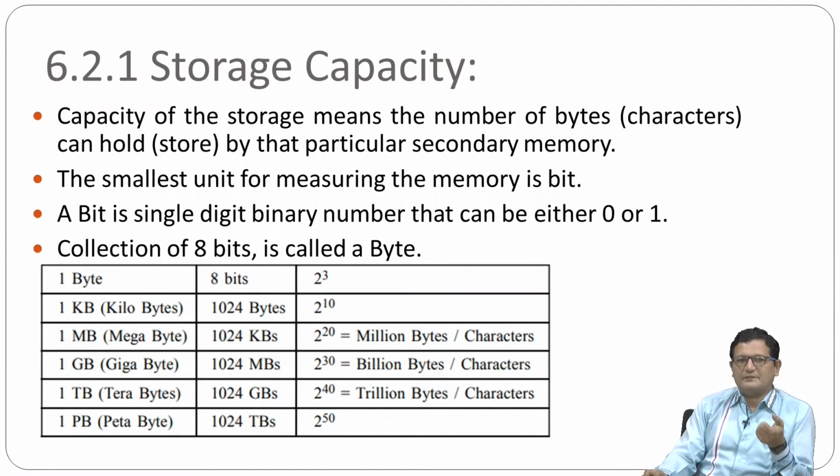So 1 byte is equivalent to 8 bits. Then 1 KB, called a kilobyte, is equivalent to 1024 bytes. 1 MB is equal to 1024 KBs. 1 GB is equivalent to 1024 MBs. 1 TB is equivalent to 1024 GBs, and 1 PB, known as a petabyte, is 1024 terabytes.